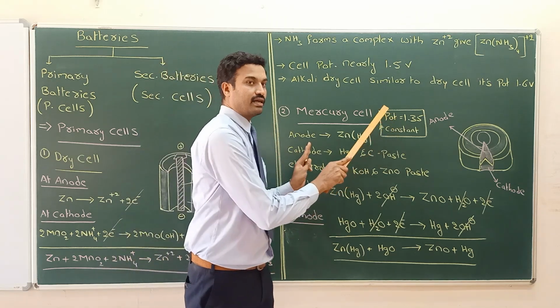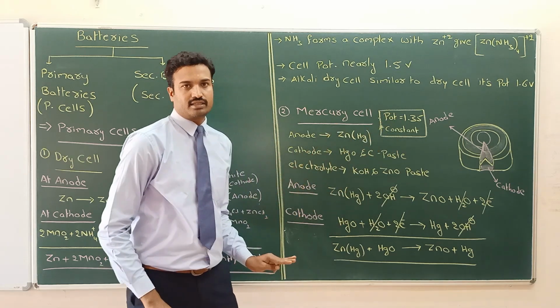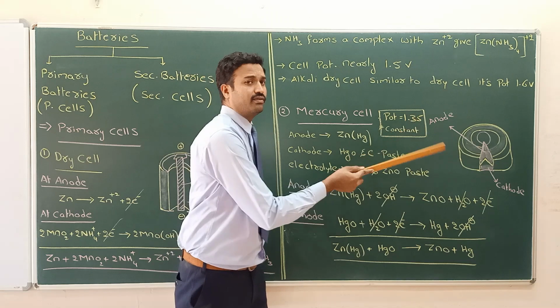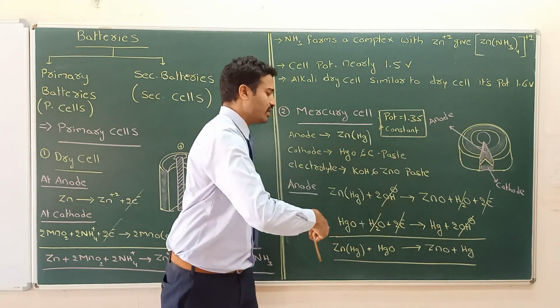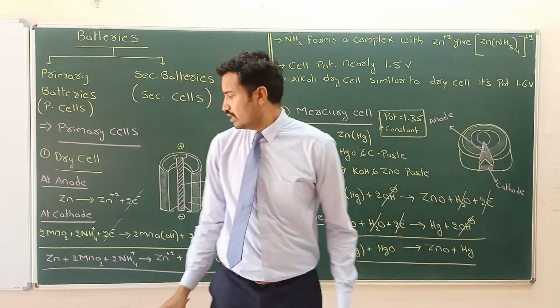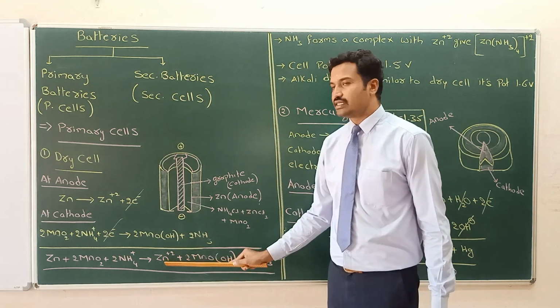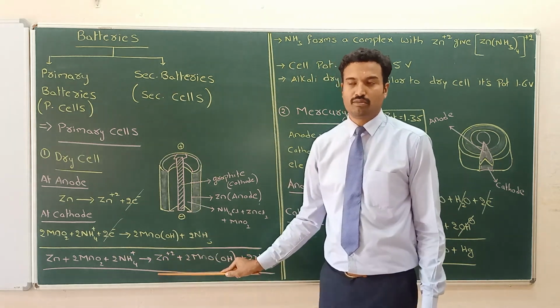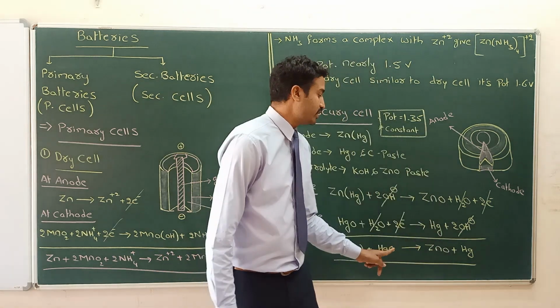This value is constant throughout the cell reaction. Why is it constant? Because in the overall cell reaction there is no ion. In the other cell's overall reaction, ions are there, so the potential is not constant. Here the potential is constant.